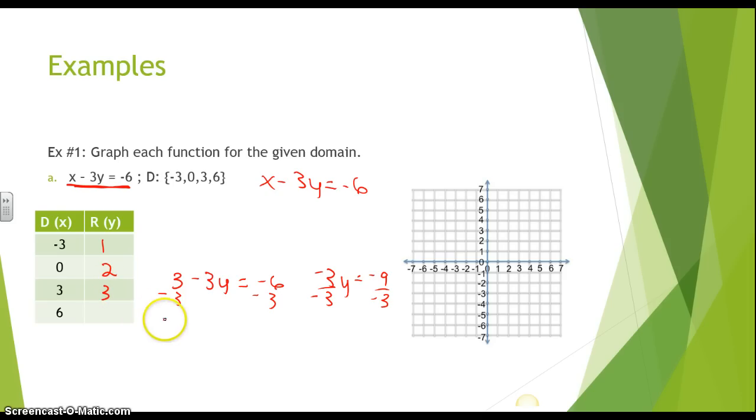And the last one we have here is 6 minus 3y equals negative 6. Divide negative 3 to each side. So we have here y equals 4. Negative 12 divided by negative 3 is going to give me 4. So now I can graph the points. So I have negative 3 and 1. I start at 0, 0, the origin, go to the left 1, 2, 3. I go up 1 and I plot my point.